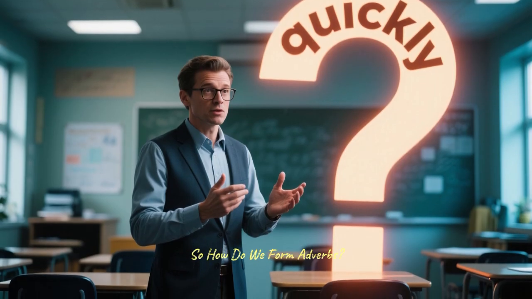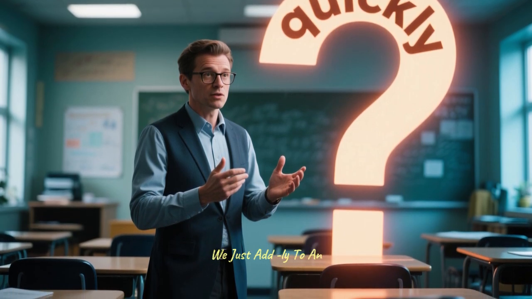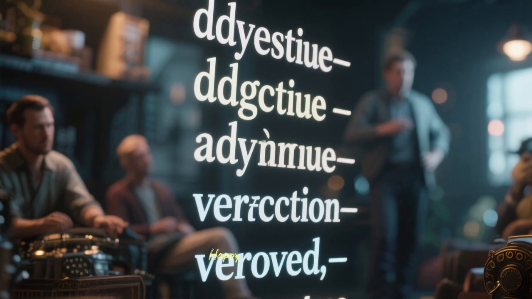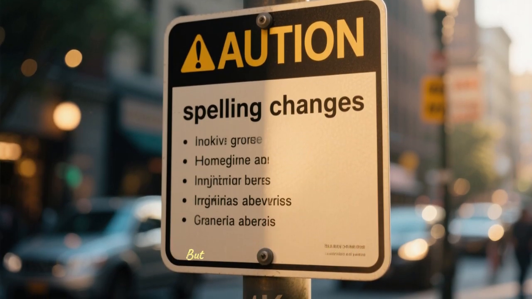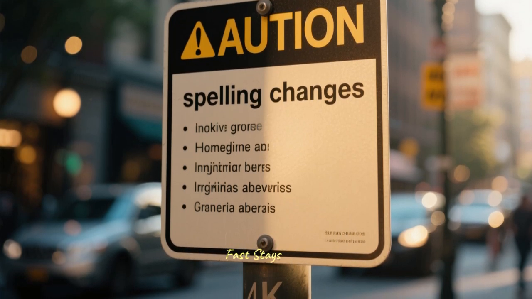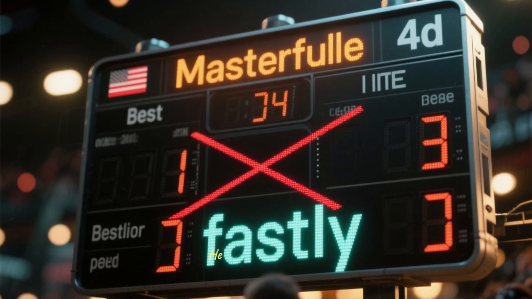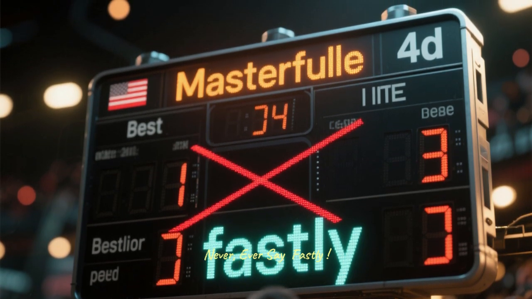So how do we form adverbs? Most of the time, we just add ly to an adjective. Quick becomes quickly, slow becomes slowly, happy becomes happily. Just watch out for spelling changes. But some adverbs are irregular. Good becomes well, fast stays fast, late stays late, and early stays early. He speaks English well, she runs fast, never ever say fastly.